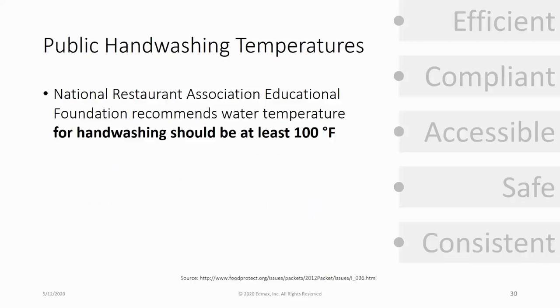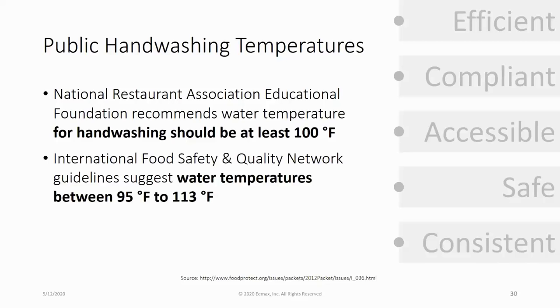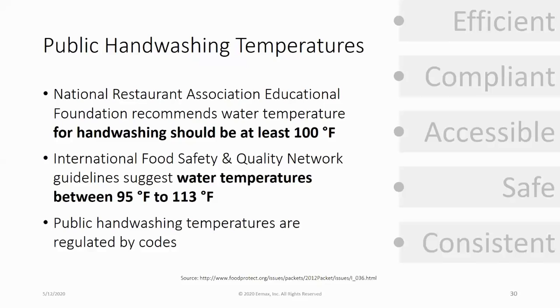Public hand washing temperatures. A couple of different organizations out there kind of tell the story a little bit. The National Restaurant Association recommends hand washing should be at least 100 degrees. International Food Safety Quality, temperature range 95 to 113. Here in the US, most of us have to deal with codes that dictate what those temperatures are. And what do the codes say these temperatures are?